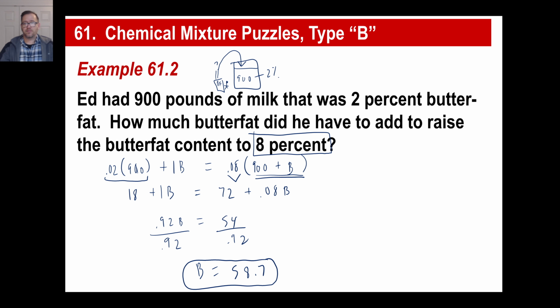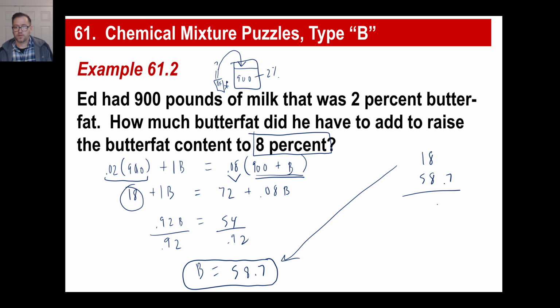By the way, if it's 2% butter fat in that 900 pounds, then he's got 18 pounds of butter fat in there, right? Okay, so that's over here. If he adds this butter fat to it, he's going to have a total of 76.7 pounds of butter fat, right? Now my question to you is, how much complete milk solution is there now? If there used to be 900 pounds and he added this much in there, obviously there's going to be 958.7 pounds of that mixture.